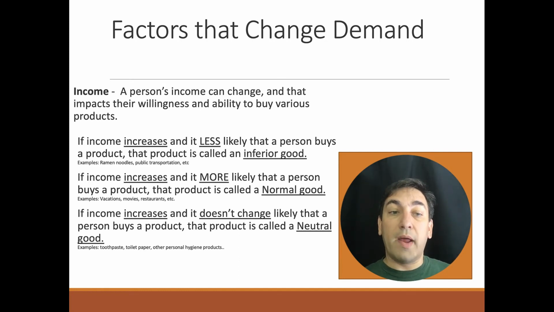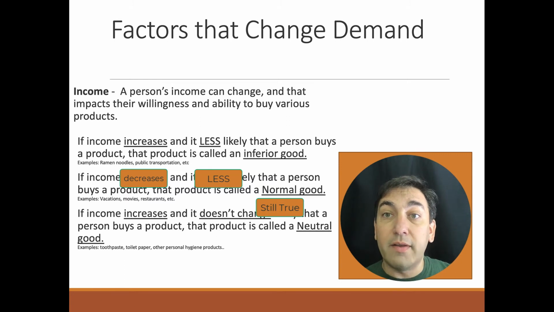So if I get more money, I'm going to go on more vacations. I'm going to buy a bigger house, maybe. I'm going to go to more movies. I'm going to go out to dinner more. So these are called normal goods. And again, these have a direct relationship. Remember, everything I say here, the exact opposite is true as well. So if my income goes down and I buy less of it, it's a normal good.